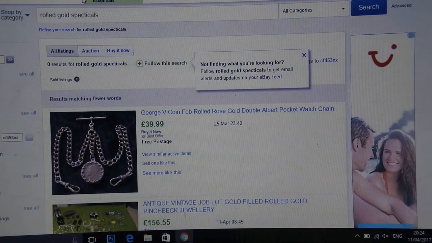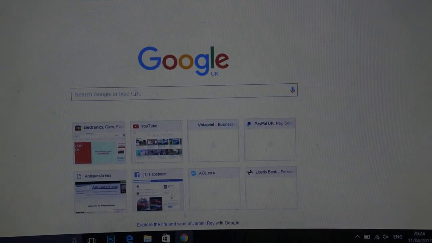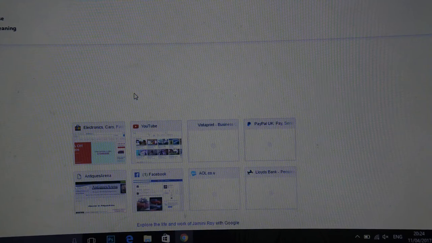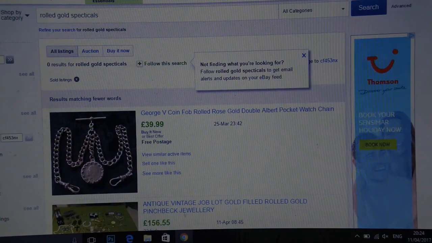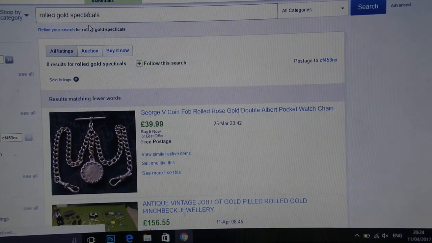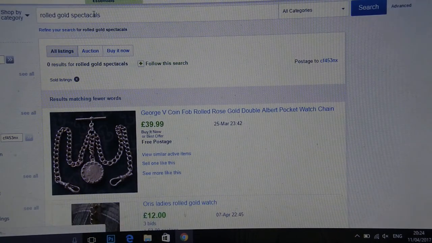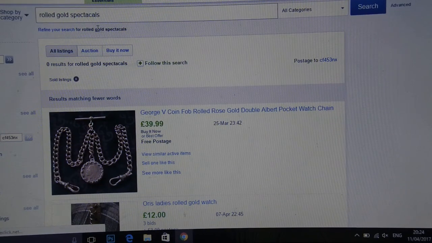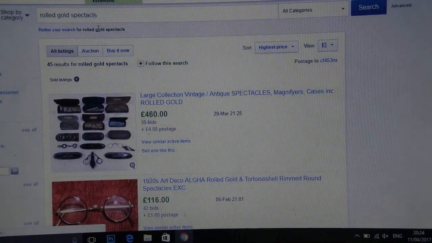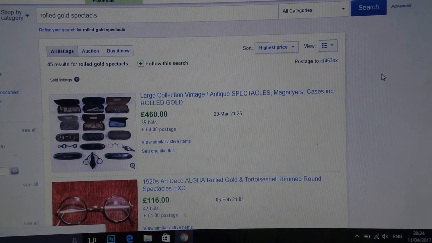I've obviously spelled spectacles wrong. Just do the easy thing in Google search. Spectacle. It's an A, not an I. Right, okay. So, spectacles. Okay. Let's get rid of that one. Right, here we go.